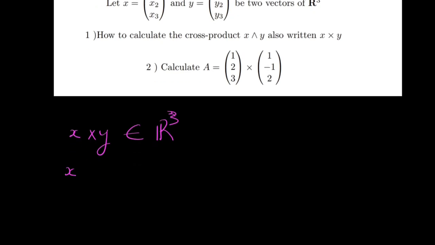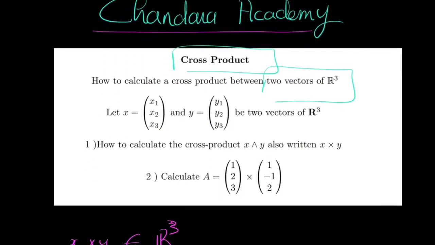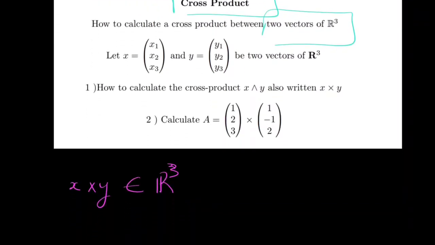And let's remind that x scalar y belongs to R. So you don't have to make the mistake. x cross y, so the vectorial product, the cross product, gives another vector.